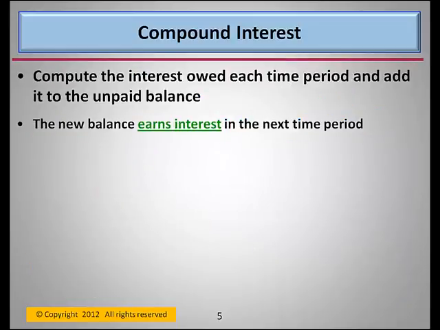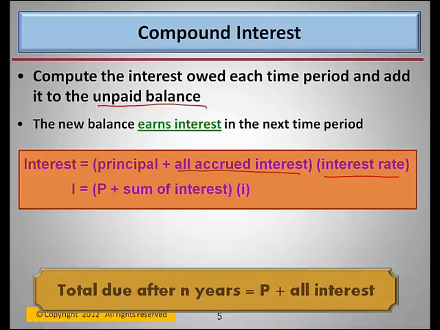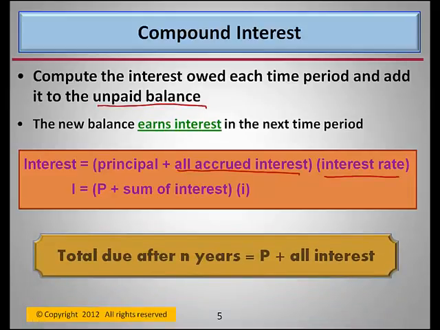Now let's consider compound interest. Compute the interest at the end of each period. Let's assume that a time period is a year. Now add this interest to the unpaid balance. This helps determine the interest next year, because the entire unpaid balance earns interest. The formula for compound interest, I, for each year is the principal plus all accrued interest times the interest rate, again expressed in decimal form.